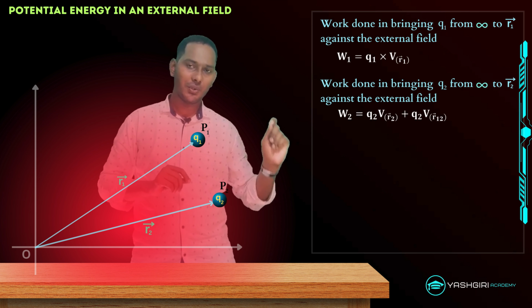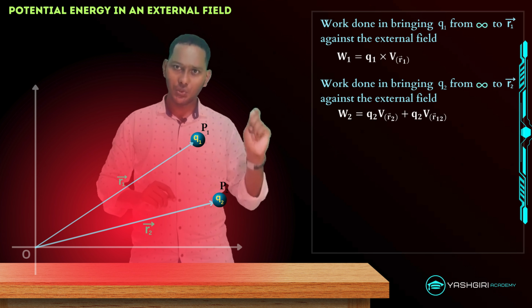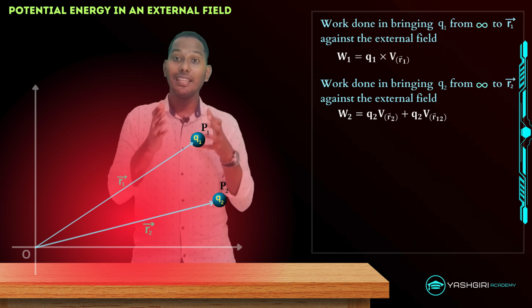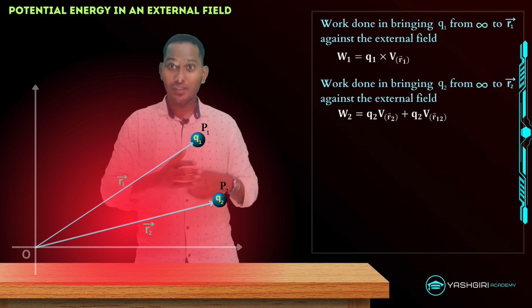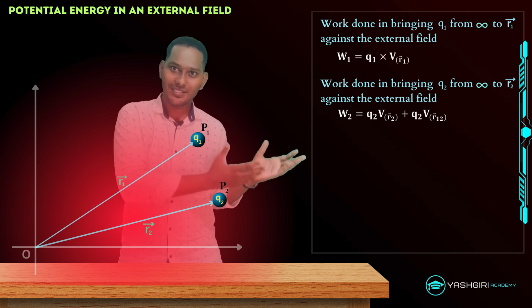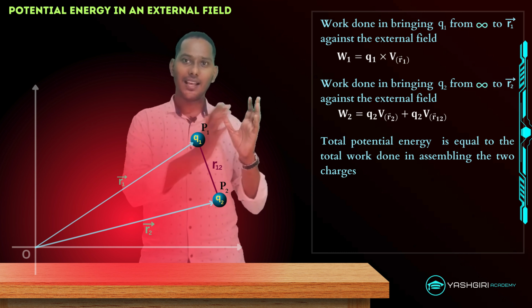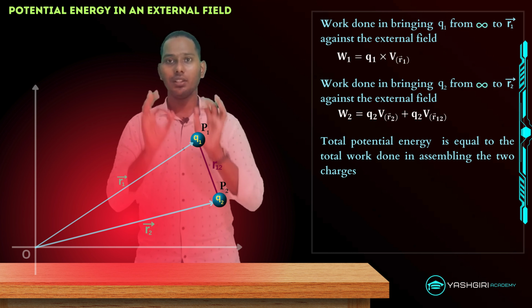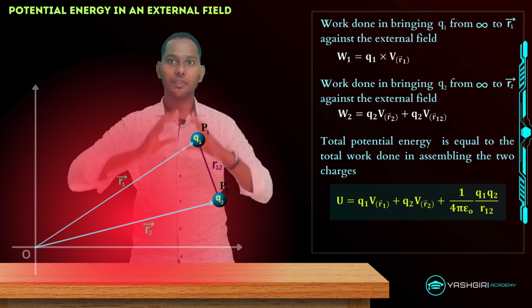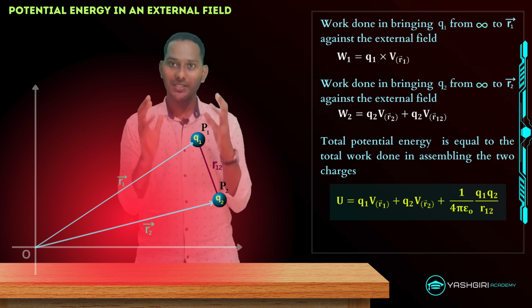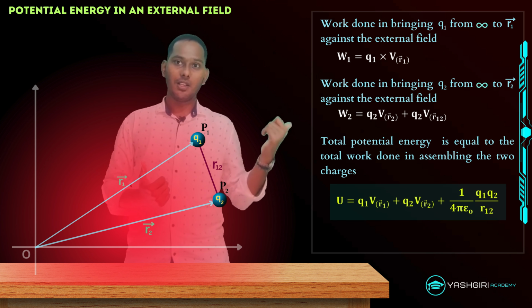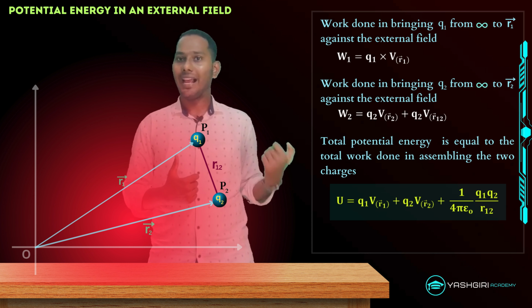So if you just see, it is going to be the charge q2 into the electric potential at that point 2 due to the charge q1. So again, I can write it here, and this is the final relation that we are getting for the potential energy when you have a 2 charge system in an external field. So this is the equation that we have here.